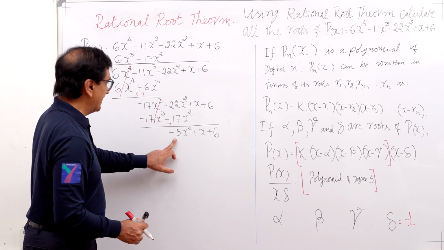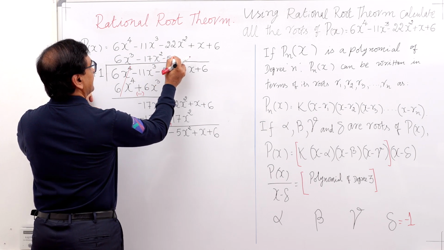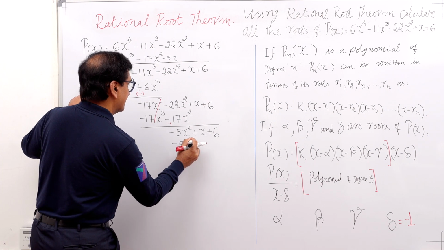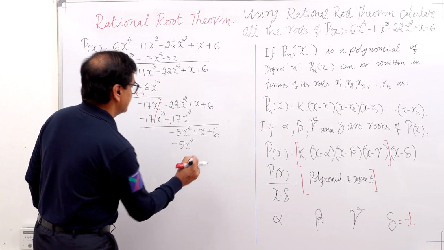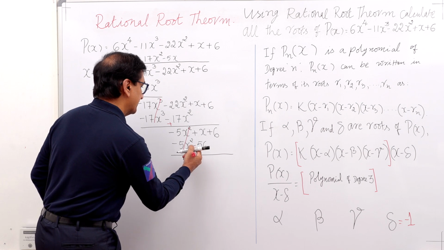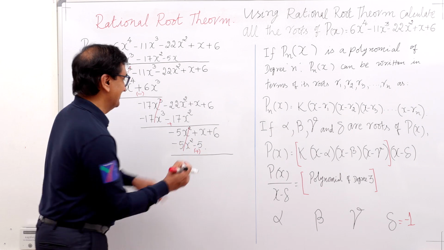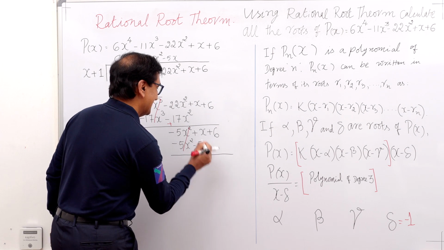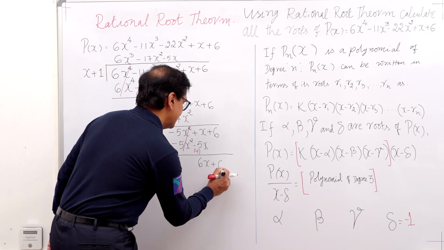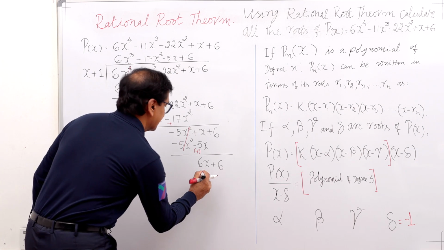Next, I have minus 5x square here, x here. So I should supply minus 5x. So you get minus 5x square minus 5x. So that will give me, this gets cancelled. So this will become plus, it's not 56, it's 5x. Okay, so you have 6x plus 6. Then plus 6. So you will have 6x plus 6 here.